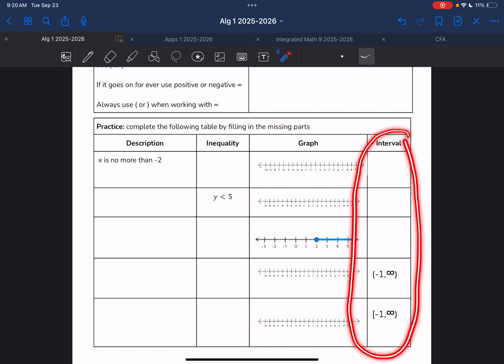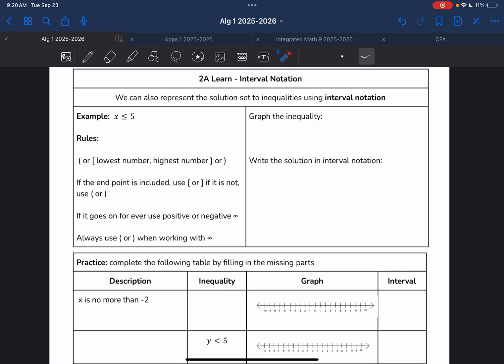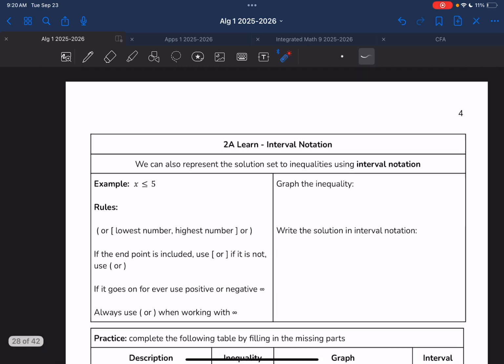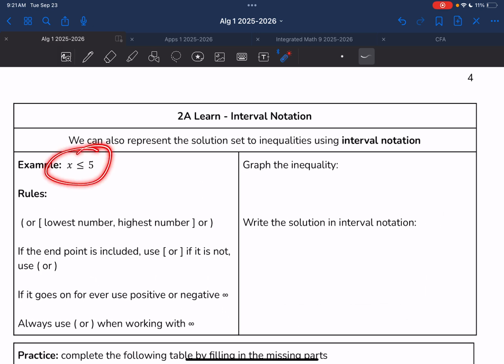The 4th way is something called interval notation, and it's another way to write the solution sets for inequalities. So here we're going to take this example, x is less than or equal to 5, and with interval notation, you're going to use parentheses and brackets, and you're going to essentially write 2 numbers. The left one is the smallest number that's included in the solution set, and the right one is the biggest number that's included in the solution set.